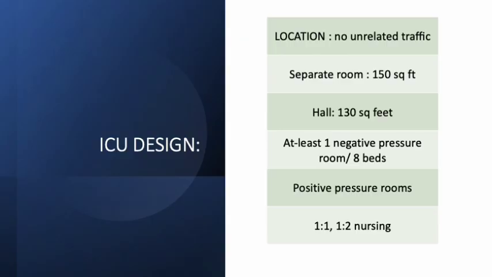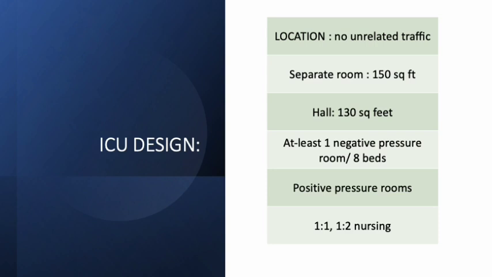The ICU environment should minimize infection risk by locating the ICU away from unrelated traffic. Ideally, there should be a single separate room for each patient of at least an area of 150 square feet. If the patients are placed in a single hall, each patient should get at least 130 square feet of area.